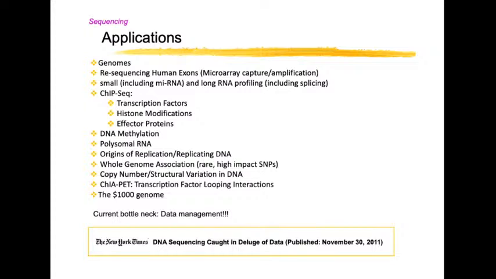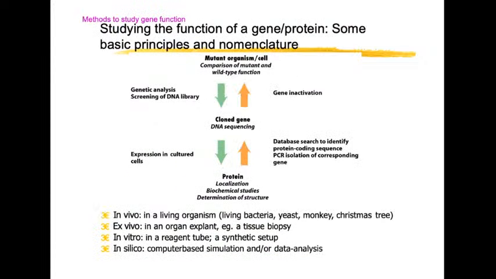So there's sequencing. You can see genome sequencing, the applications of the sequencing: we can sequence the human exons, small and long RNA profiling, ChIP sequencing, DNA methylation, polysomal RNA, origins of replication, whole genome associations, the $1,000 genome project. So the current bottleneck, data management, is possible with this. So DNA sequences caught in this was in November 30, 2011. So methods to study gene function. So studying the functions of a gene protein. So you can have basic principles and nomenclature.